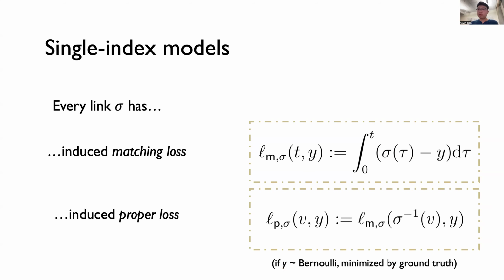Because of this property of the optimal prediction, every matching loss can be reparameterized using a proper loss function, which takes in values v as prediction space. Namely, v is in the interval 0, 1. And in particular, if y is actually drawn from a Bernoulli with mean v, then the optimal thing to do is just to play the true Bernoulli mean v.